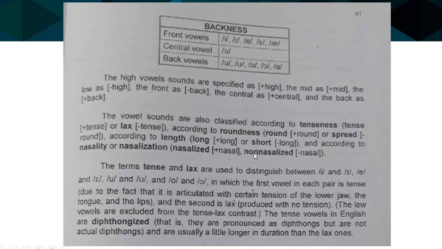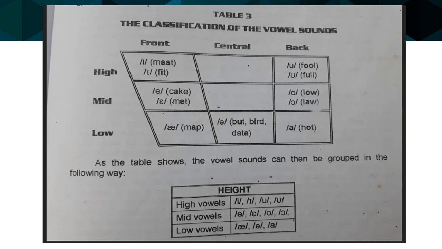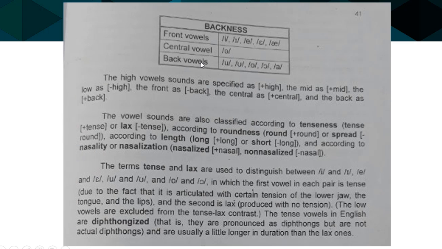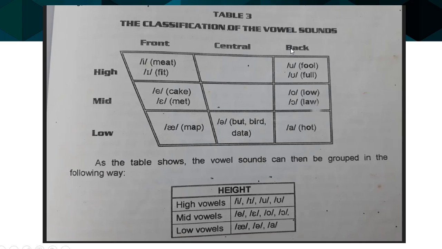Here we have some reading. You can find this theory in the book, okay? It is a description of the different vowels. The vowels can be classified according to height and according to backness, okay? According to backness, they can be front vowels, central vowel, and back vowels, okay?